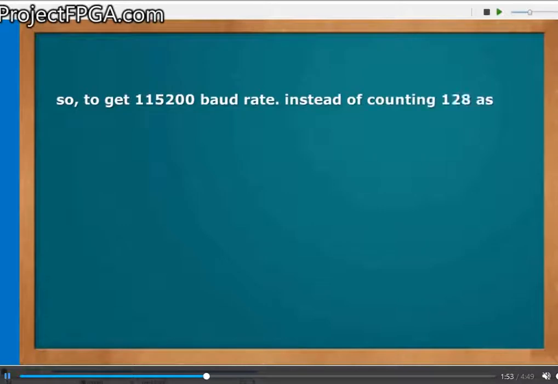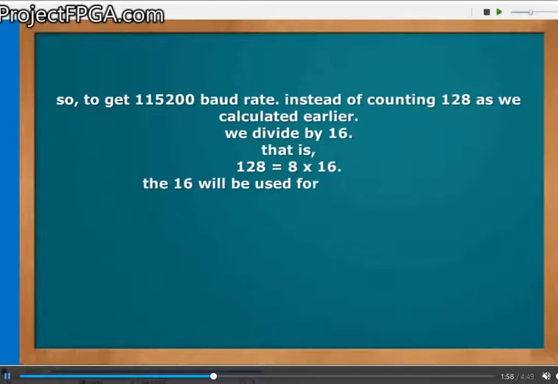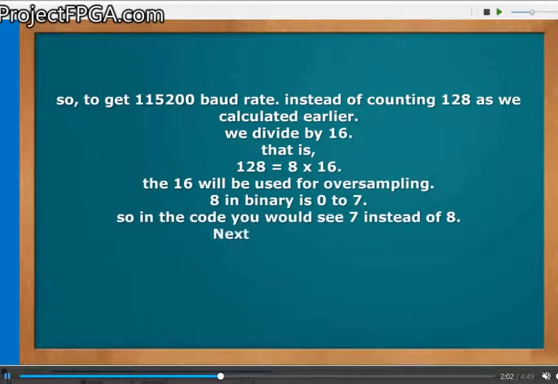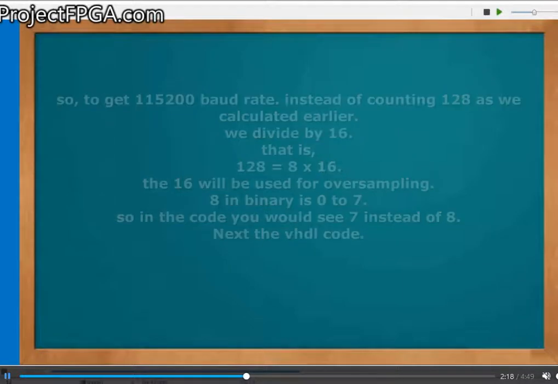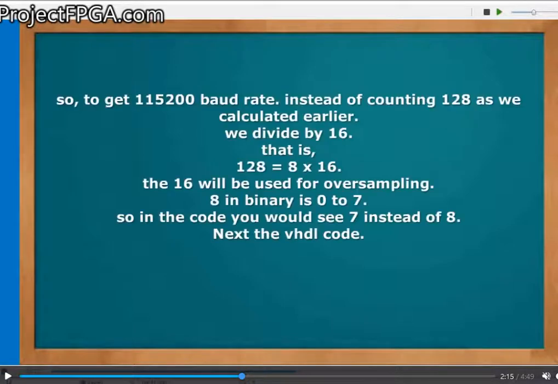So to get 115200 baud rate, instead of counting 128 as we calculated earlier, we divide by 16. That is, the 128 now becomes 8 multiplied by 16. This 16 will now be used for oversampling. The 8 in binary is counted as 0 to 7. So in the code, instead of using 8, we are going to use 7 instead.